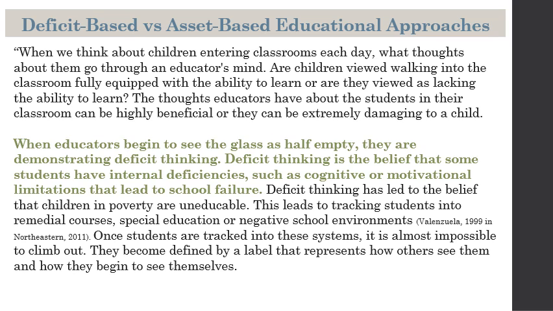When educators begin to see the glass as half empty, they are demonstrating deficit thinking. Deficit thinking is the belief that some students have internal deficiencies, such as cognitive or motivational limitations that lead to school failure. Deficit thinking has led to the belief that children in poverty are uneducatable. This leads to tracking students in remedial courses, special education, or negative school environments. And once students are tracked into these systems, it's almost impossible to climb out. They become defined by a label that represents how others see them and how they begin to see themselves.